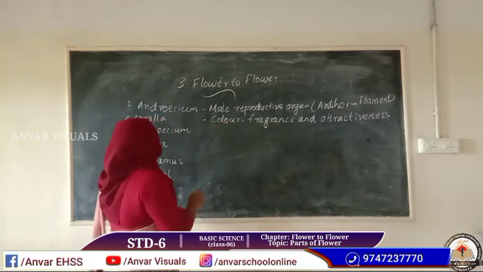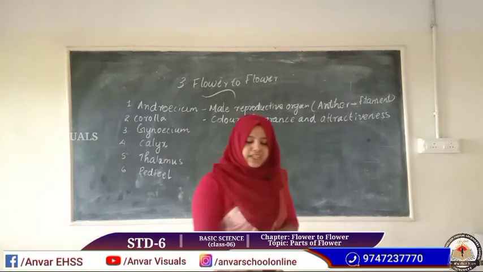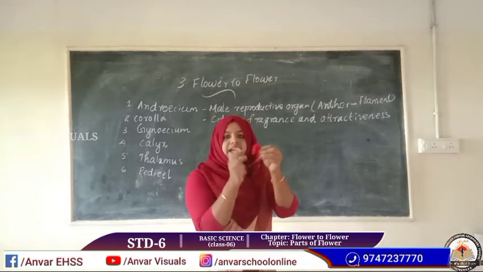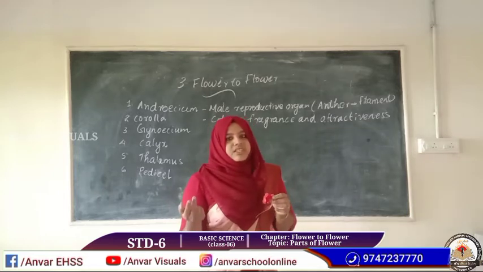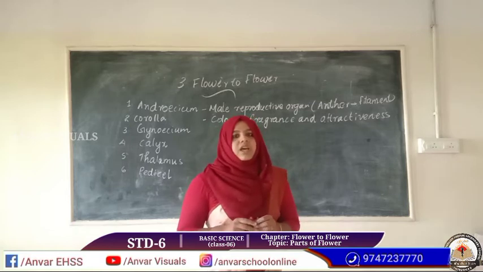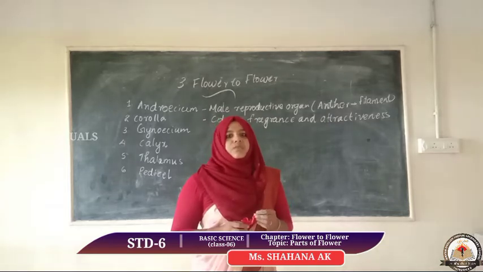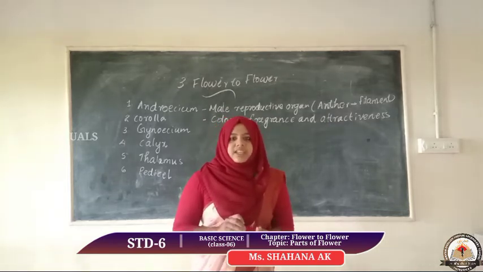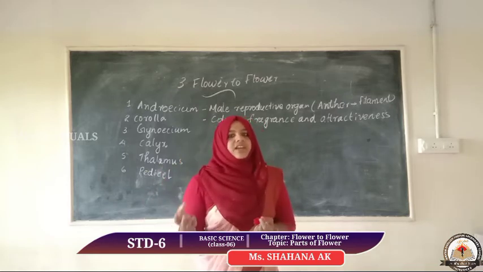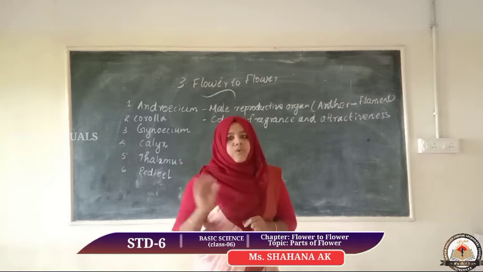And the third portion is called gynoecium. Here is the gynoecium of a flower. Like androecium, gynoecium is the female reproductive organ in a flower. And gynoecium consists of other parts, called stigma, style and ovary. Together we say gynoecium, but actually it consists of stigma, style and ovary.